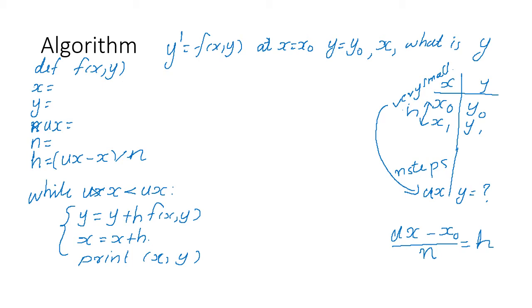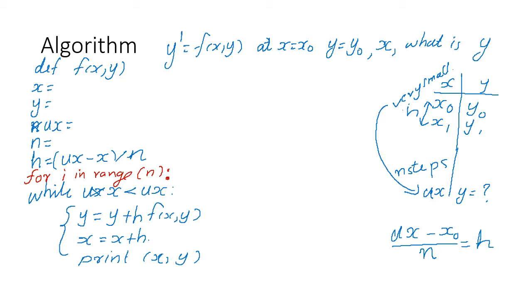Or if you are using a for loop instead, you can write for i in range n. That will do, because your iteration is n times. So it's optional, it's up to you. Let me try with while. You may copy the code and try it with the for loop.